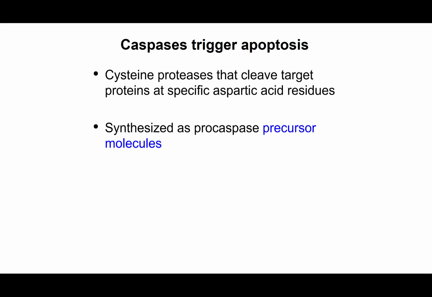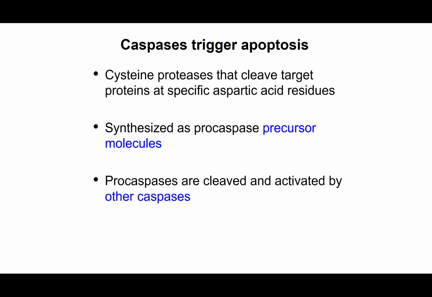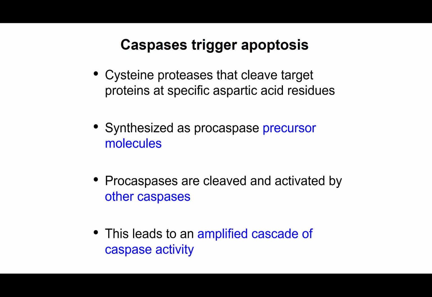Caspases are synthesized as procaspase precursor molecules. Procaspases are cleaved and activated by other caspases, and this leads to an amplified cascade of caspase activity.